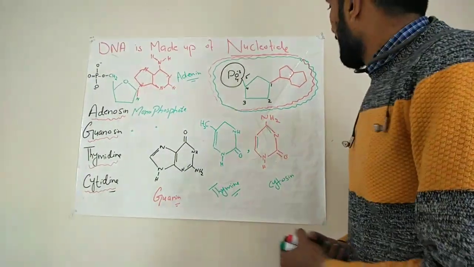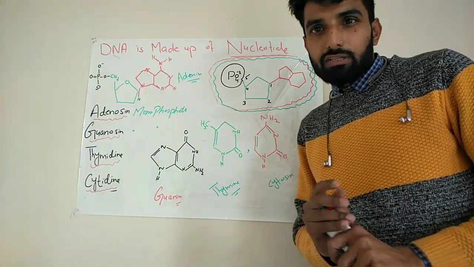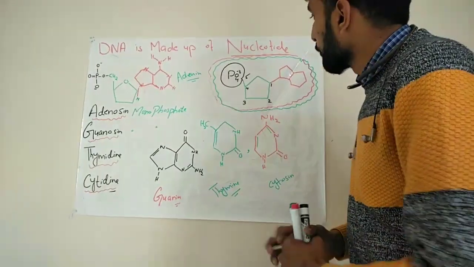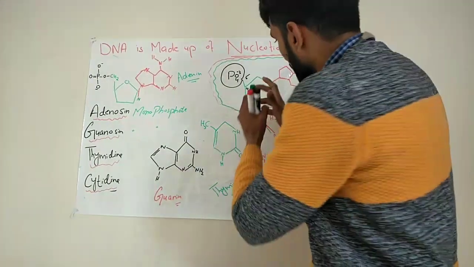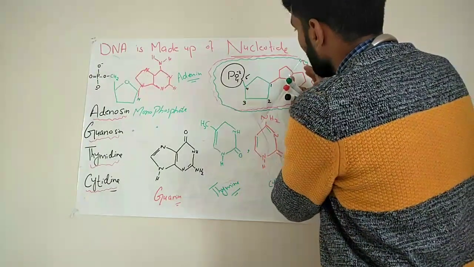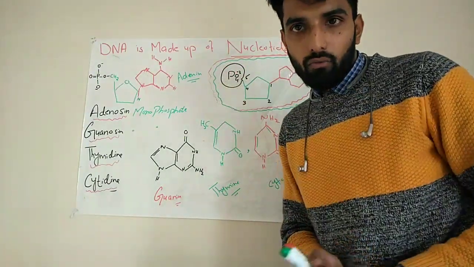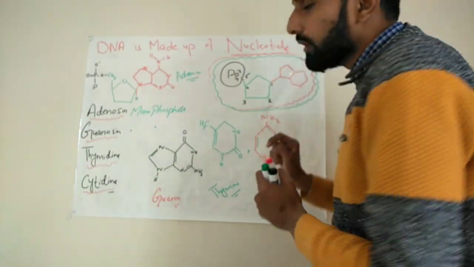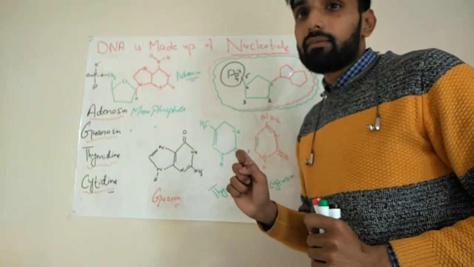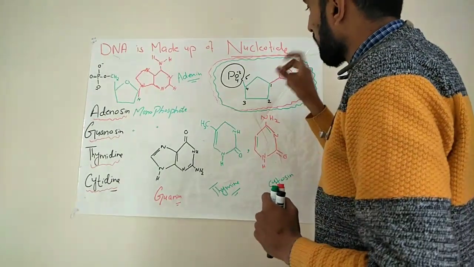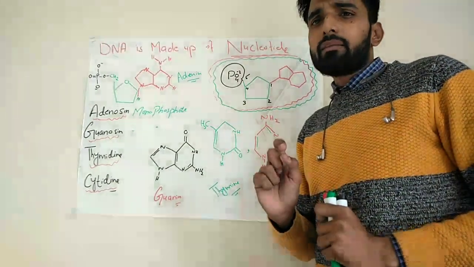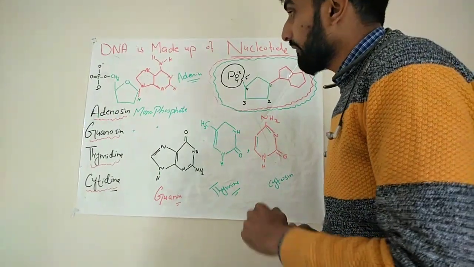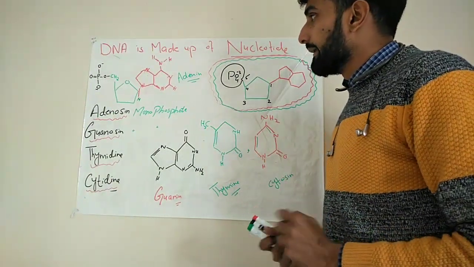Welcome back. As we have talked about the structure of nucleotide, we have said that a nucleotide is basically made up of a ribose sugar, nitrogenous bases, and a phosphate group. So depending upon the type of nitrogenous base that is attached to the carbon number 1 of the ribose sugar, there are basically 4 types of different nucleotides in our DNA.